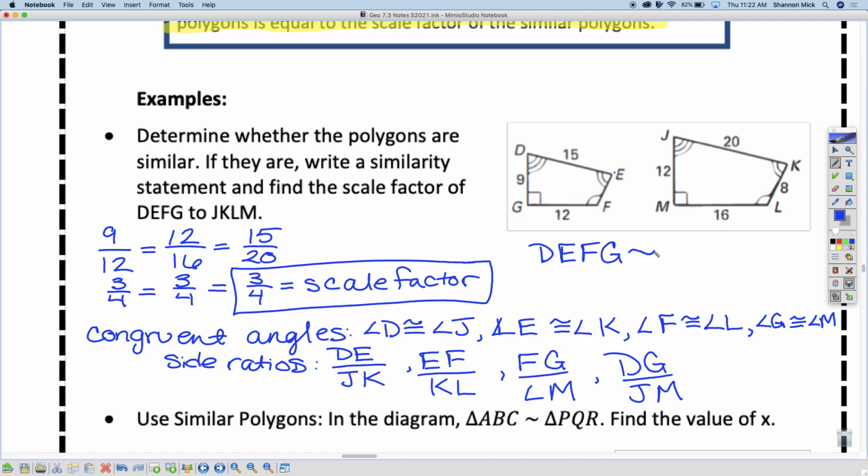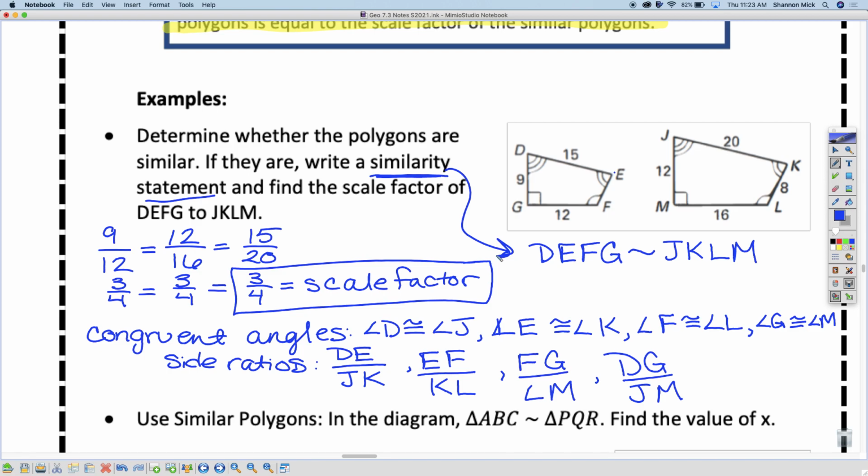Okay, so what angle is congruent to D? J. What angle is congruent to E? K. What angle is congruent to F? L. What angle is congruent to G? M. So there is my similarity statement, right there.